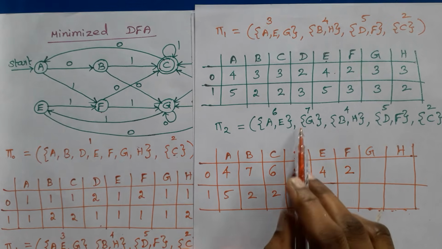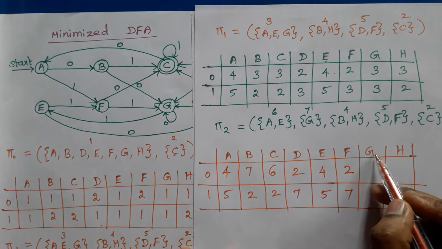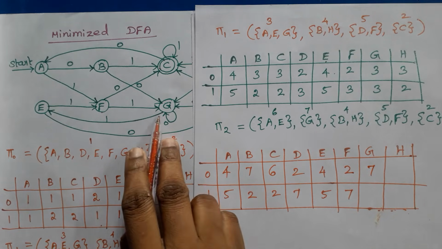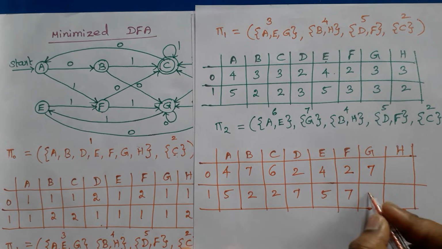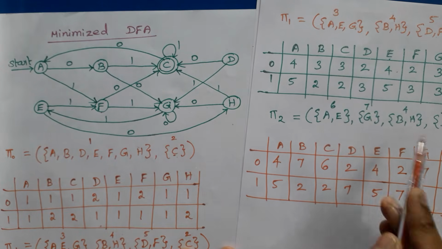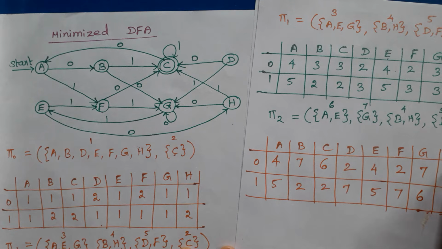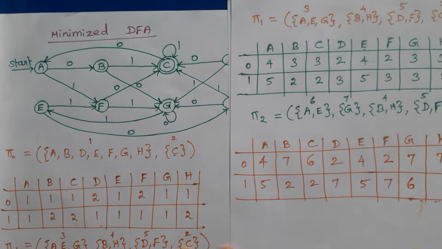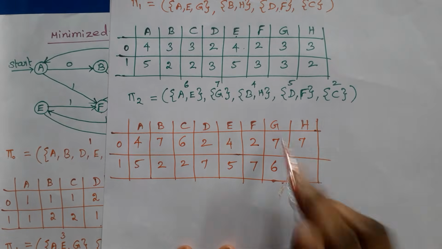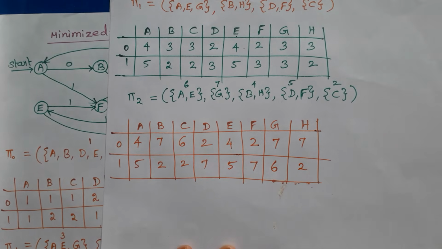1 goes to G, 7. From G, 0 goes to G itself, so 7. 1 goes to E, 6. From H, 0 goes to G. G means group number 7. Then from H, 1 goes to C. C means group number 2.